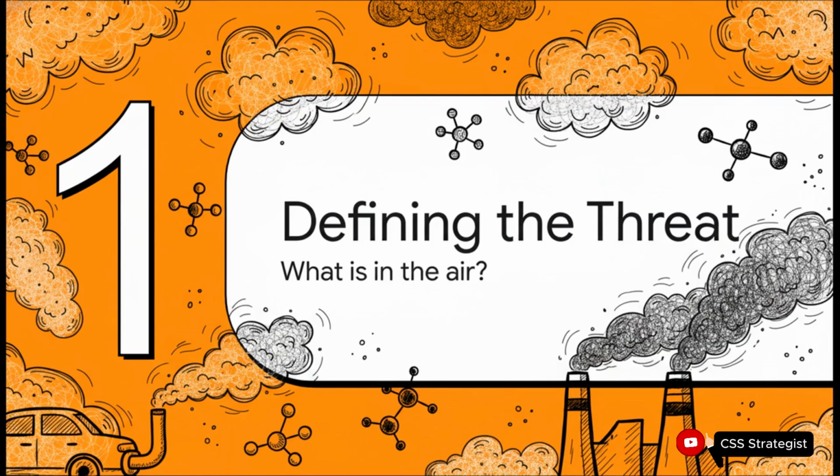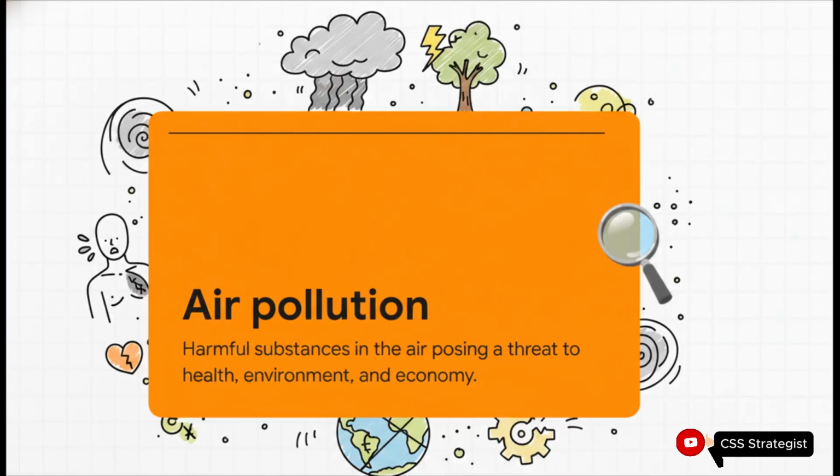Okay, kicking things off with Section 1, Defining the Threat. What exactly is in the air we breathe? For your exam revision, you'll want to lock in this exact definition. Air pollution is the presence of harmful substances from natural and human-made sources in the air, posing a threat to human health, the environment, and the economy.